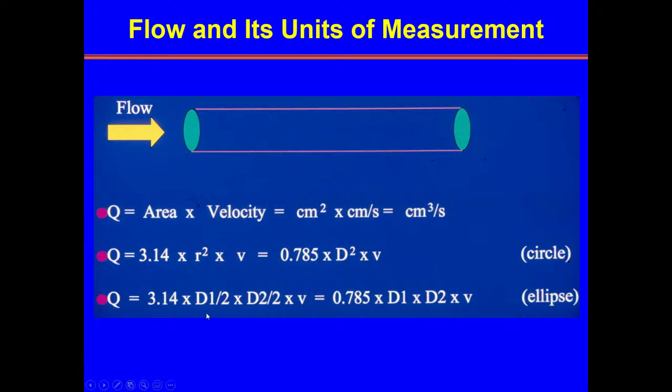For the ellipse, to capture the area, you want to get the minor diameter and the longer diameter, and then you divide that by 2, and that's the expression we rely on. So it simplifies to this: if I can measure the diameter and I can measure the velocity, then I can get at flow.